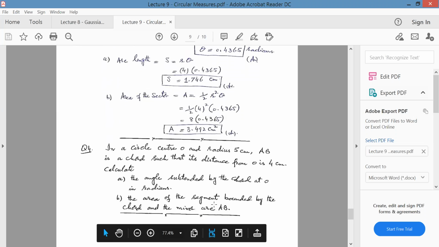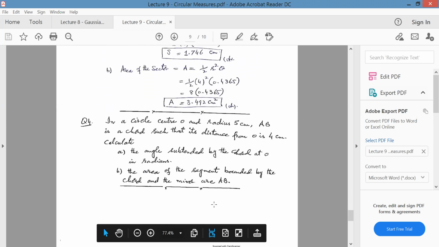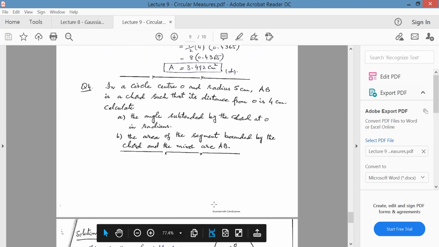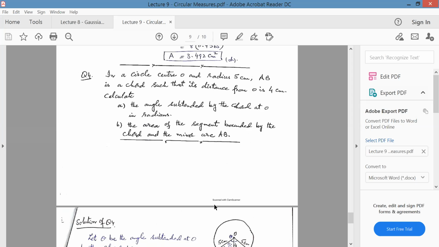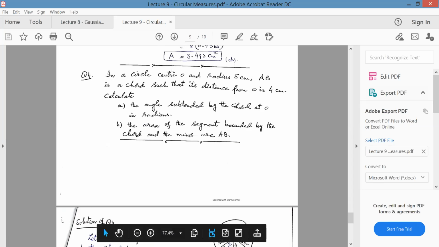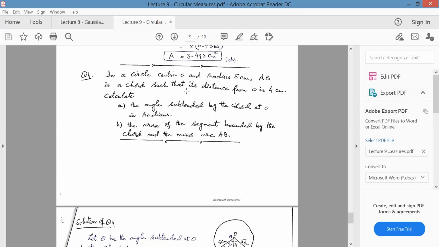Well, this is a thought-provoking question. You need to use your mind, and it is a good question. It's a nice question of your standard. So far, we had been just clearing our concept. So concept is clear already. Question is this one. Still not very difficult. See here. In a circle, center O and radius 5, AB is a chord such that its distance from O is 4 centimeter.